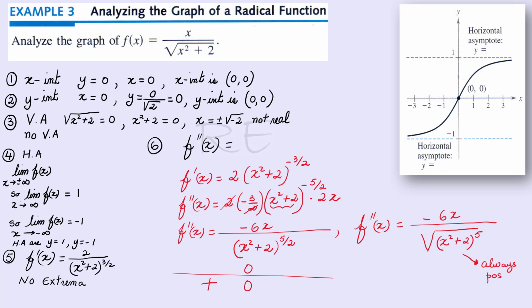Test before 0, a negative times a negative is a positive. Test after 0, a positive times a negative is negative. So from negative infinity to 0, the curve is concave up. And from 0 to positive infinity, the curve is concave down, as indicated by the graph.